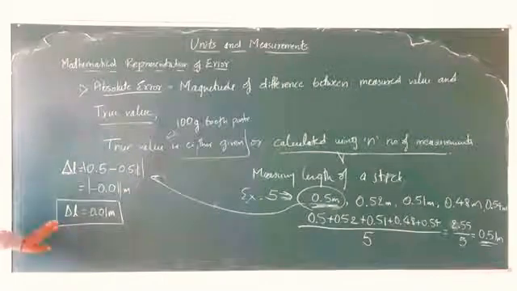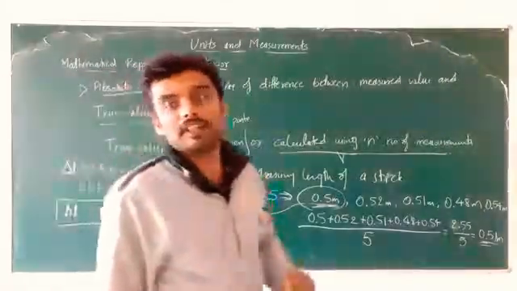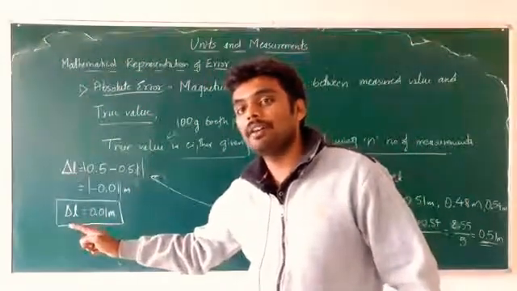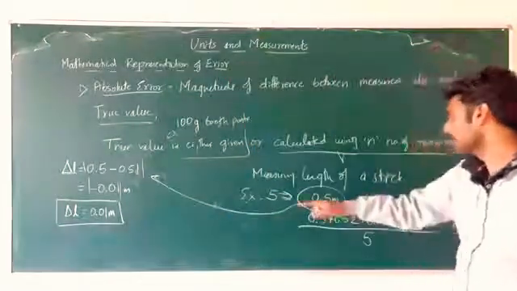What kind of error is this? This is the absolute error in the first reading. So here delta L is the absolute error in the first reading, which is 0.01 meter.